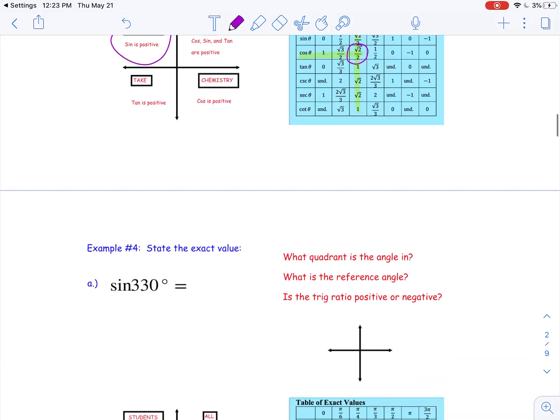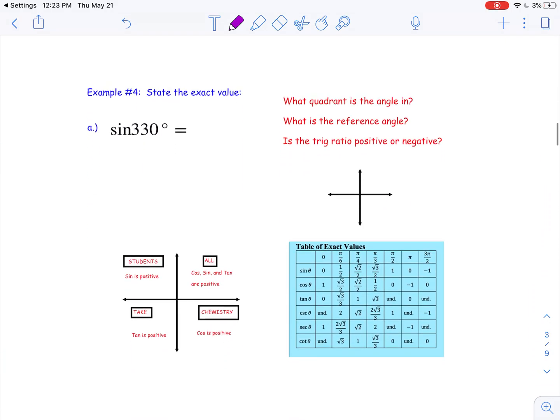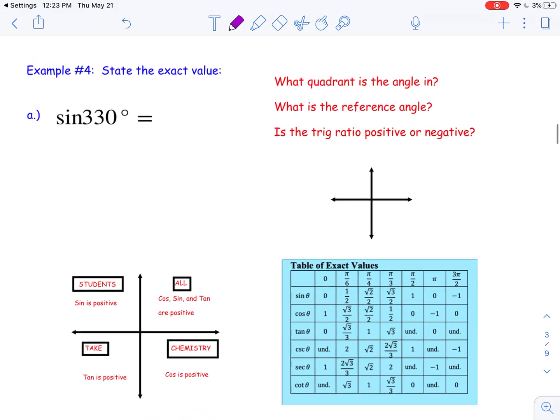Do one more. Sine of 330. 330, what quadrant is that going to be in? I'm going to start on my initial side. I'm going to open up, and I am going to be in the fourth quadrant. This is 0, 90, 180, 270, 360. So what quadrant is the angle in? It's in quadrant 4.